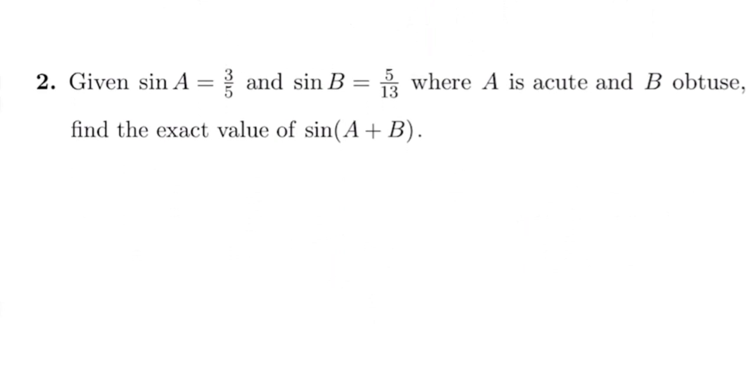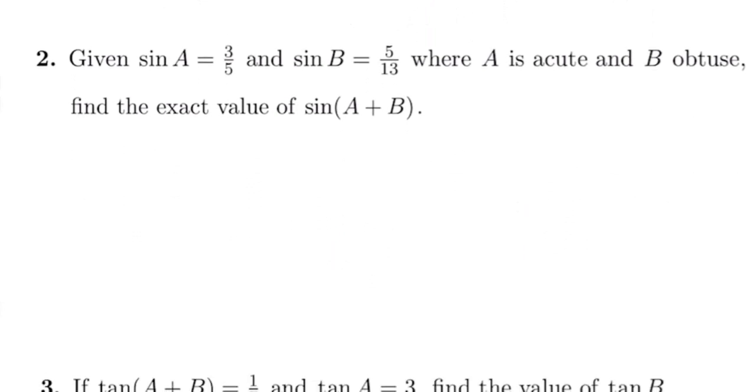Now the next question, we're going to use the work that we did on exact angles. So we are told that sine of A is 3/5, sine of B is 5 over 13, where A is acute and B is obtuse. So if you remember back to our work on exact values, the first thing I'm going to do is draw my right angle triangle. There it is, and there's A.